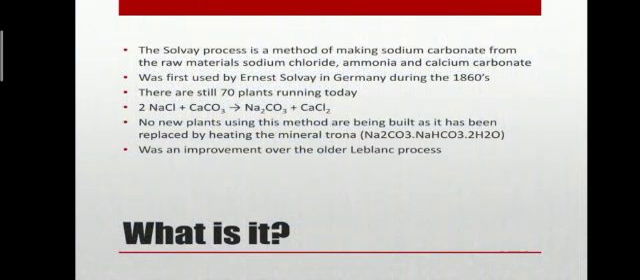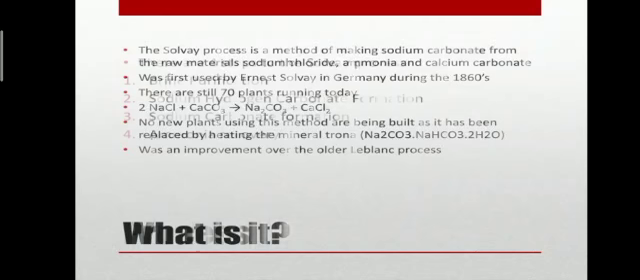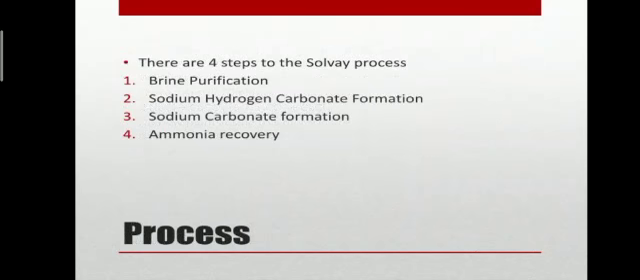The Solvay process is the method of making sodium carbonate from the raw materials sodium chloride, ammonia and calcium carbonate. It was first presented by Ernest Solvay in the 1860s. So the sodium chloride reacts with limestone to form sodium carbonate and calcium chloride. Four steps are involved. First is brine purification, second is sodium hydrogen carbonate formation, third is sodium carbonate formation, and then ammonia recovery.